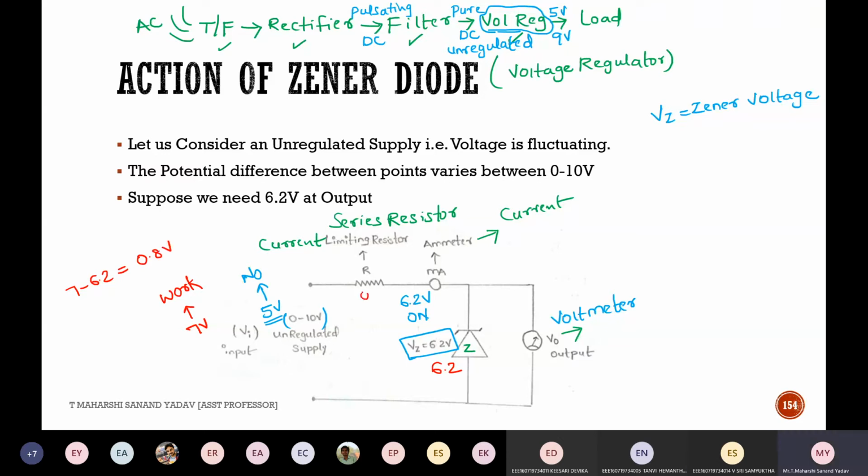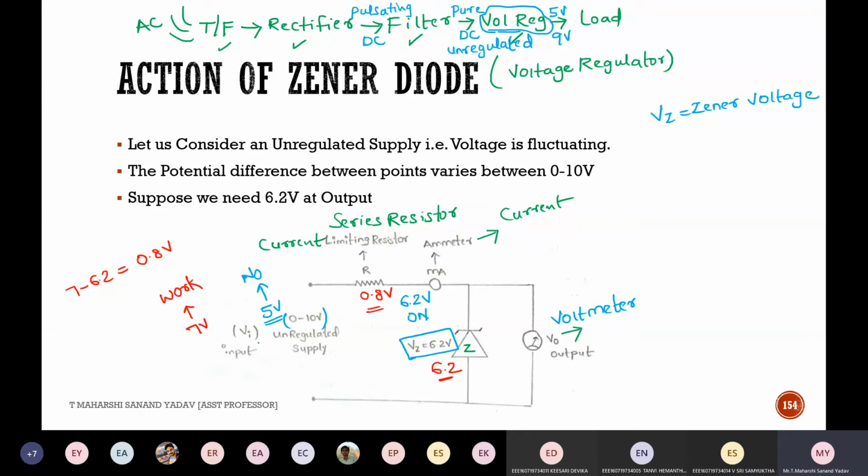0.8 volt. So the 0.8 volt appears across this current limiting resistor, which means it will limit the current. The minimum amount of voltage that is required for this diode to switch on is 6.2, whereas the remaining voltage appears across this series resistor.